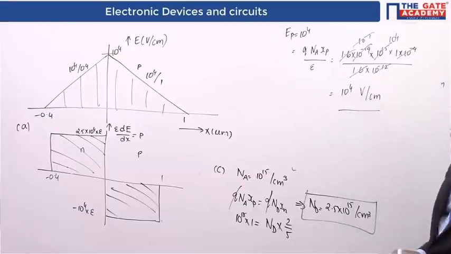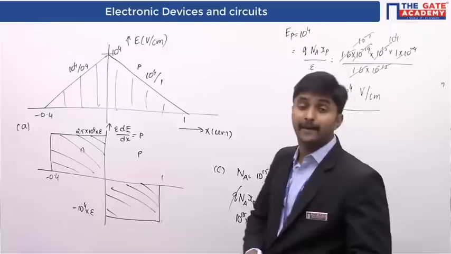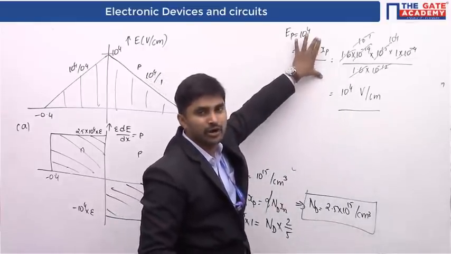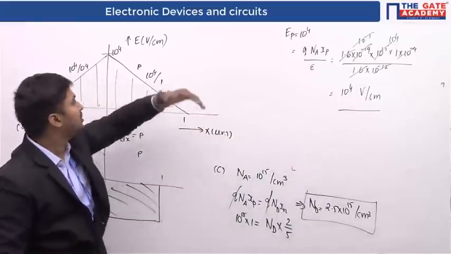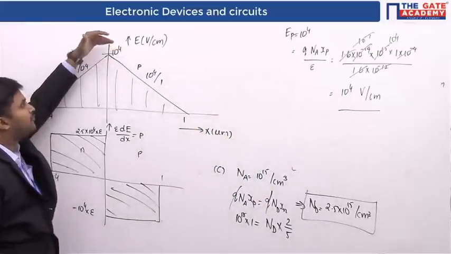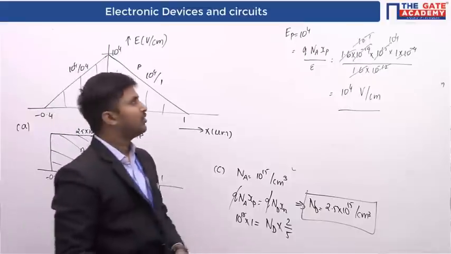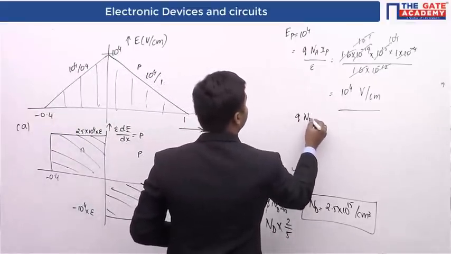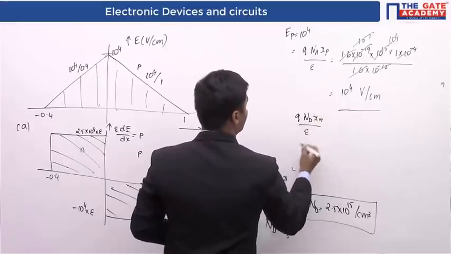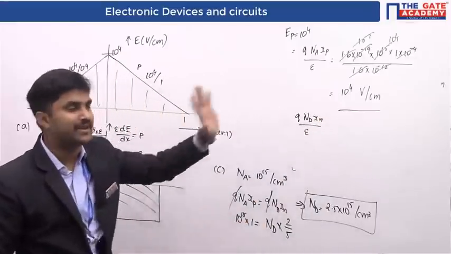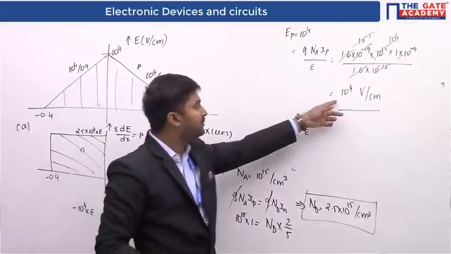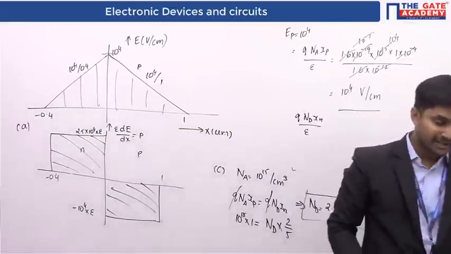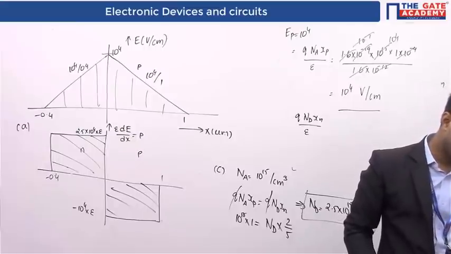This is the value of the peak electric field. So just for the sake of using the formula, I have told you, okay? But to answer this question, it is directly equal to 10 power 4 volt per centimeter. You can either use this formula or you can use the formula Q into ND multiplied by Xn divided by epsilon. Both of them are going to yield the same answer, which is 10 power 4 volt per centimeter. Again, a very important formula from the GATE examination point of view.